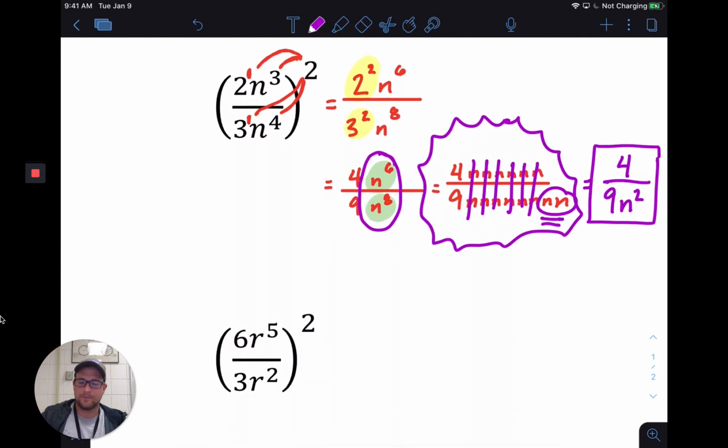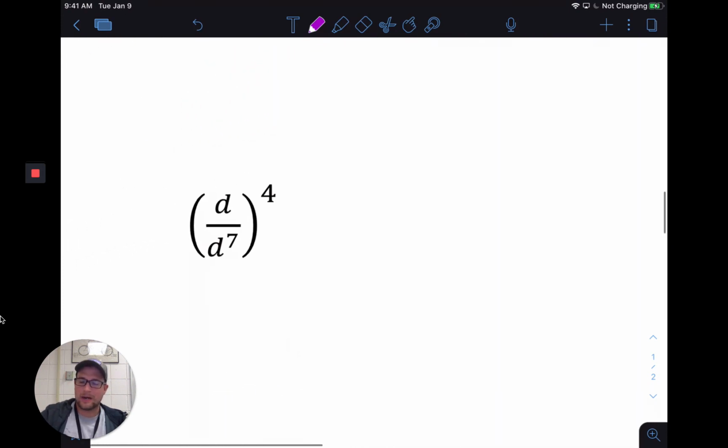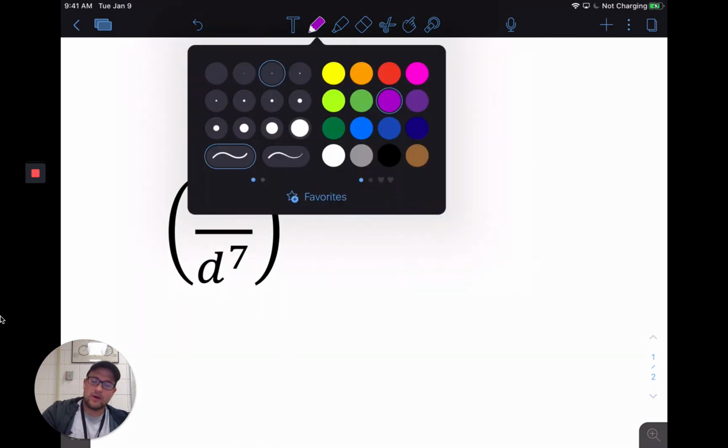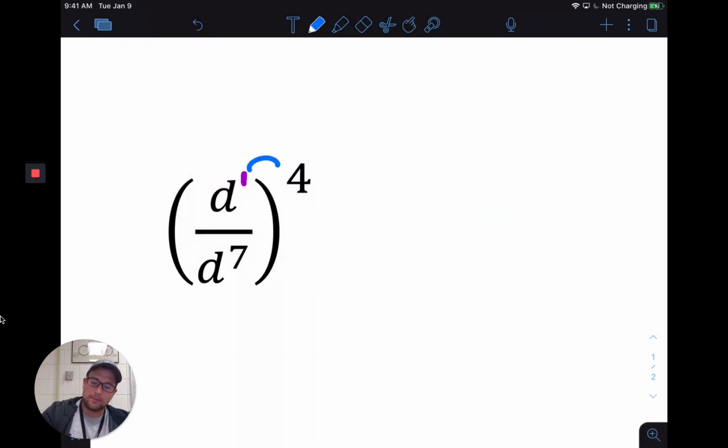Let's go. It looks like we've got 2 problems left to do, and then this video will be over. A nice short one for today. In this problem, it doesn't look like everything inside has an exponent, so let's give that d a 1 there. Now, since we have parentheses, we know that we are going to be multiplying our exponents together.